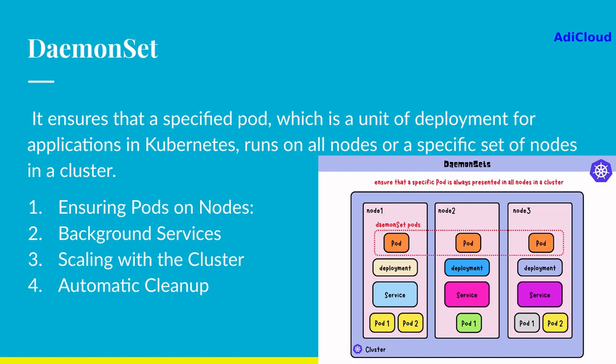Then we have the DaemonSet, which ensures that a specified pod, which is a unit of deployment for the application in your Kubernetes, runs on all nodes or a specified set of nodes in a cluster. So DaemonSet will make sure that, for example, you have 3 nodes. If a pod is a part of the DaemonSet, then it will make sure that it is running on all the 3 nodes. So it will run on node 1, node 2, and node 3. So its purposes are: it ensures pods are on nodes, it works for background services, scaling with the cluster, and automatic cleanup. So if you destroy the DaemonSet, it will also clean the pods on each node.